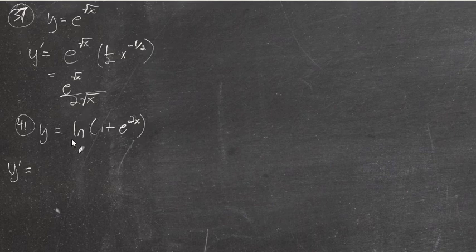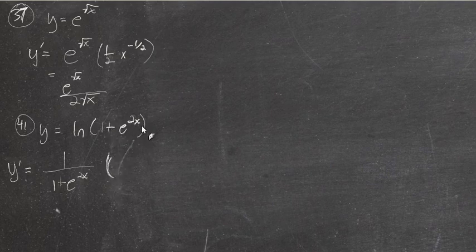So the derivative of the outside function, the derivative of the natural log of something, is 1 over that something. Okay, so that's the outside function part. The inside function, the derivative of 1 plus e to the 2x, so you're going to multiply by that. The derivative of 1 is 0.